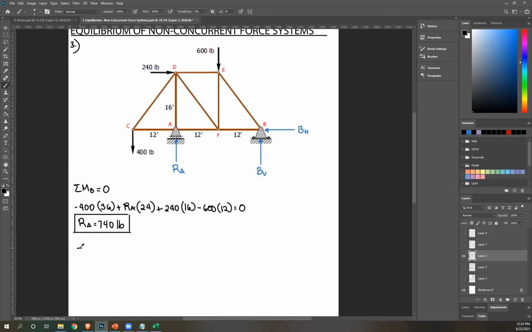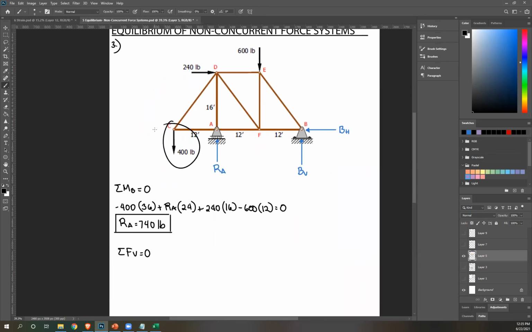So similar to what we did earlier, just gonna choose summation of forces, either horizontal or vertical. Let's try vertical. It shouldn't matter where you start with. Downward, negative 400, positive RA, negative 600, positive BV. And these two are horizontal, so ignoring that, and then equate to 0. Please solve what's BV. Correct, it's 260.